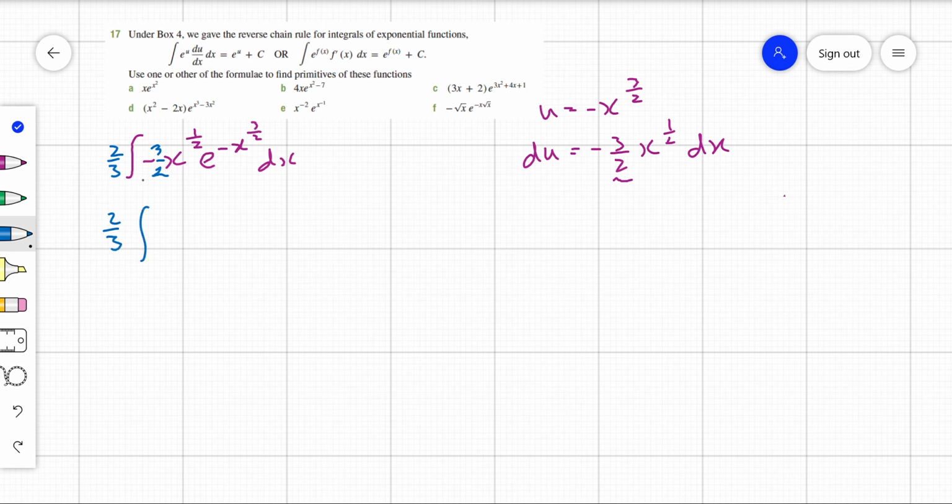So now this whole bit here is just du, and then I've got e to the power of, and that's just u. So that equals 2/3 e to the u plus c, which is 2/3 e to the, what was u? Minus x root x, wasn't it?